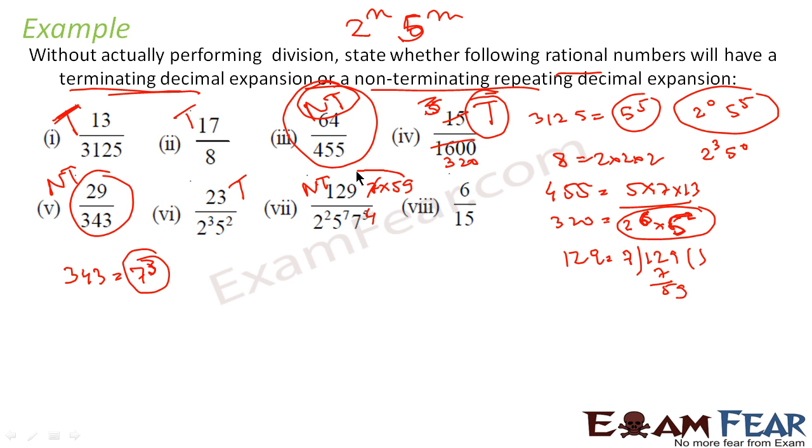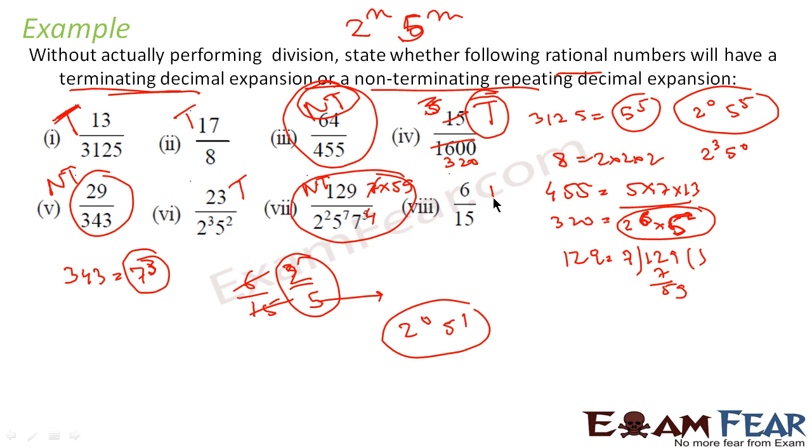Correct? The last example is 6 to the power 15. We have this 3 common here, so we will cancel this. This becomes 2, this becomes 5. 2 by 5. 5 I can write in this form 2 to the power n, 5 to the power m as 2 to the power 0 and 5 to the power 1. So this is also terminating.